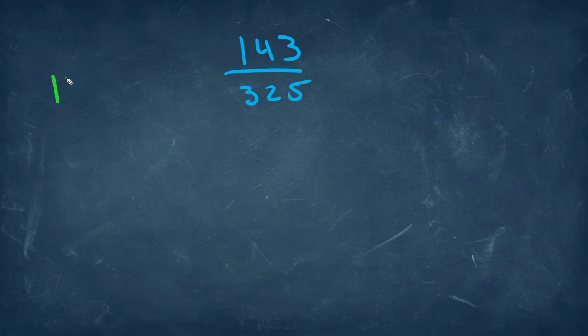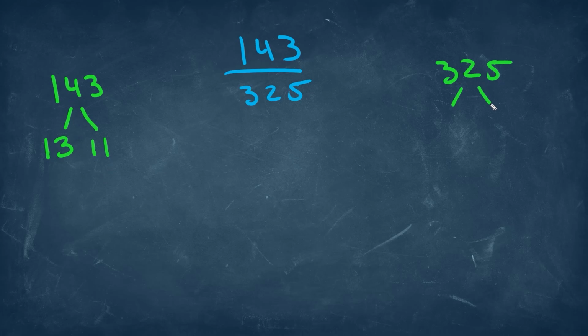We have this value of 143 over 325. The 143, it's not a prime number, and if we add the digits up, it would be 8, so it's not divisible by 3. But if we do some math and start dividing by prime numbers, we'll see that it is going to be 11 and 13.